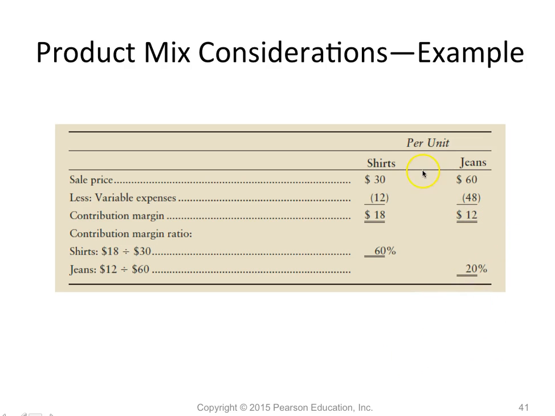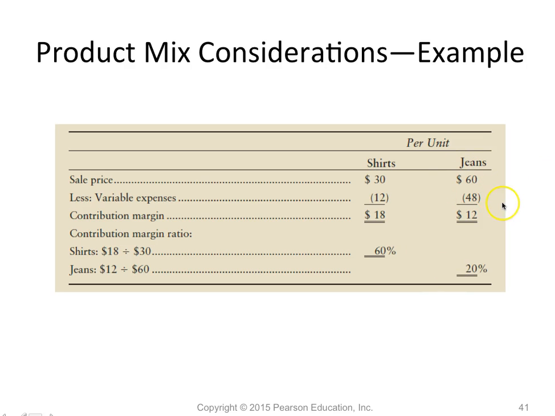So this is a product mix, shirt and jeans. The sales prices are different, 30 and 60, and the variable costs are different, 12 and 48, so the contribution margin will be $18 and $12. Which one is better? The better profit one is the shirt, and the shirt is $18 out of 30, so the contribution margin ratio will be 60%, and for the jeans, the contribution margin ratio is only 20%.